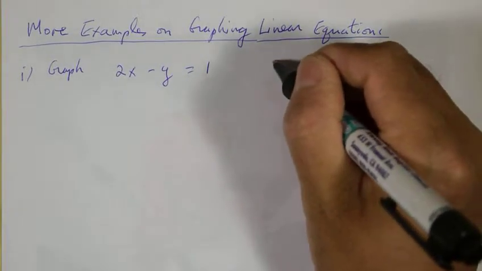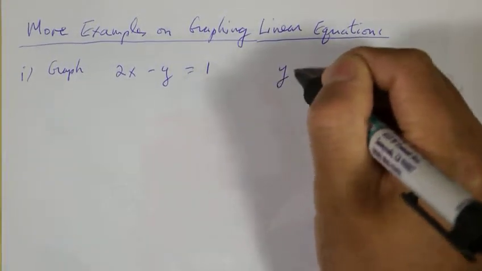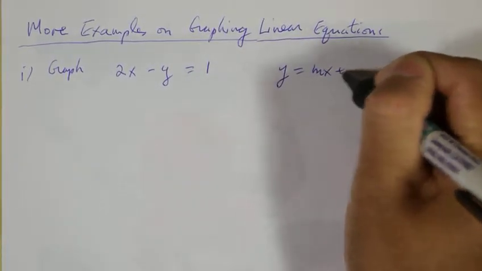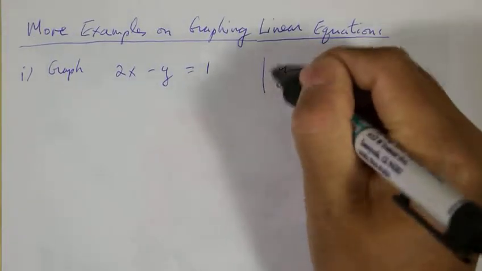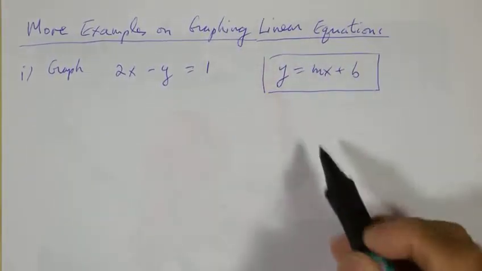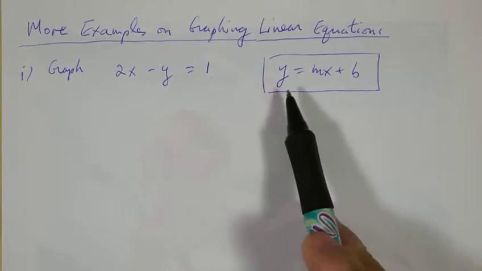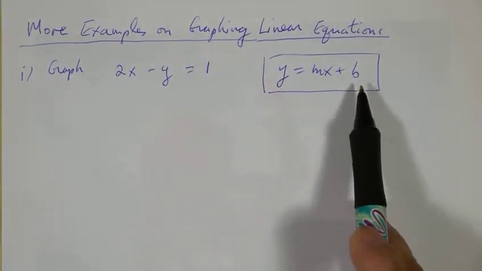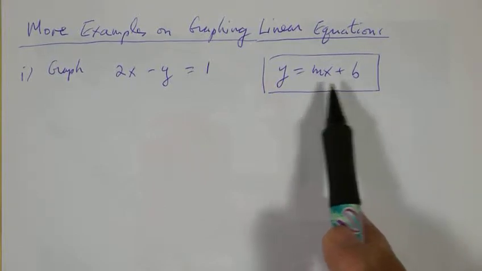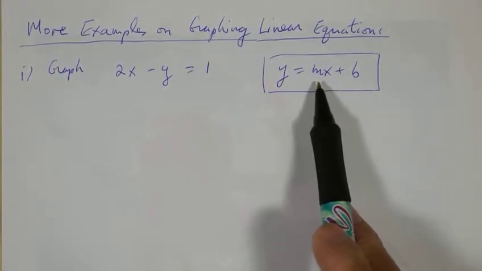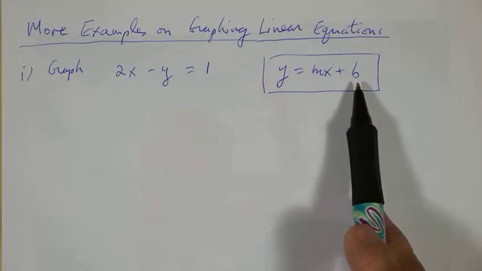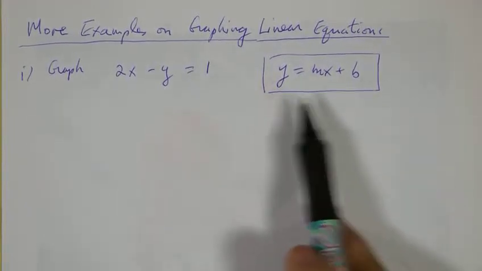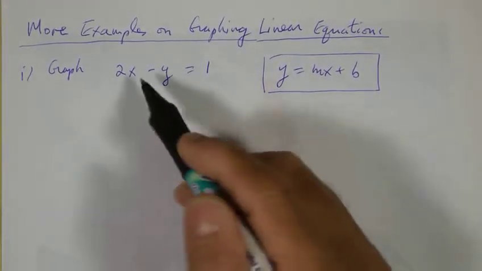Remember, you need to recall y equal to mx plus b. Let me box it here. This is so essential that I urge you to commit this to memory. y equal mx plus b, the slope-intercept form. m for slope or the steepness, and b for the y-intercept. I'll explain as I move along. So put it in the right format.